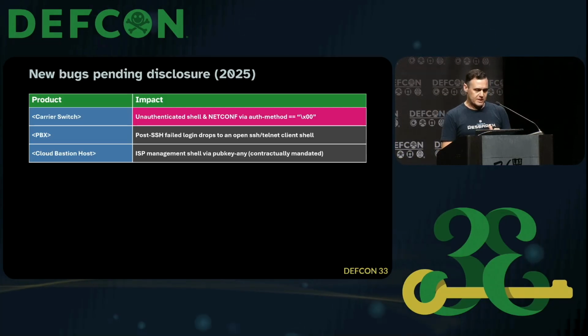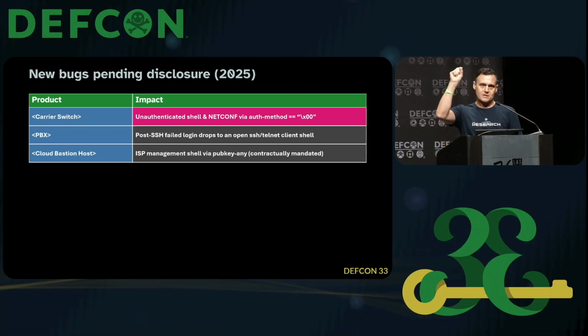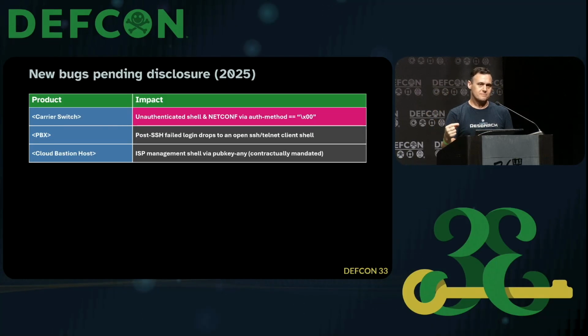The other fun one we found was this post-SSH failed login. This is a PBX, a kind of older PBX. When you first connect to it, it bypasses auth and drops you to a username and password login. Once you fail the username and password 3 times in a row, it drops you to a shell. It's great. All you've got to do is fail to log in 3 times, and then you get a free shell, and from there you're done. It's the dumbest thing ever.